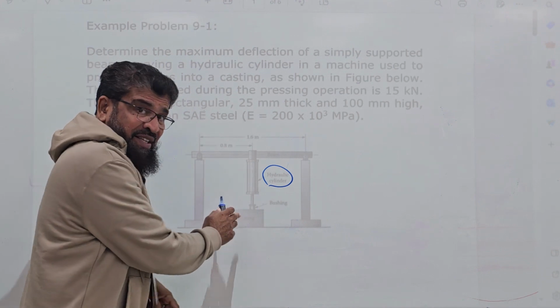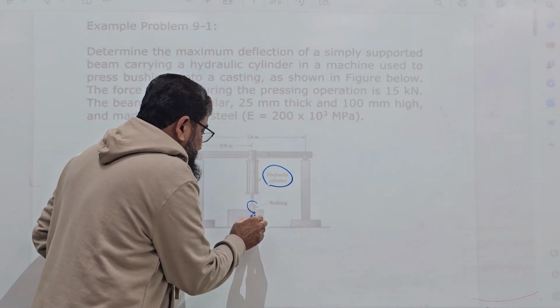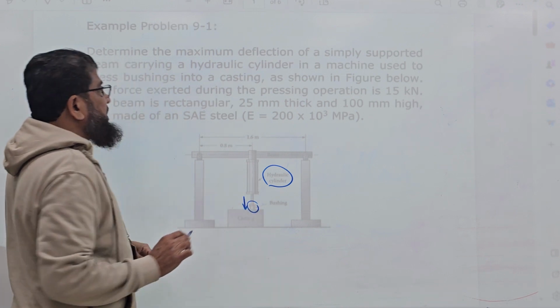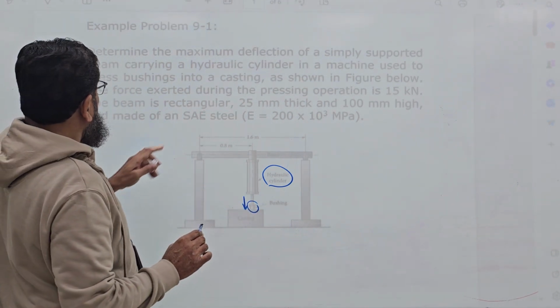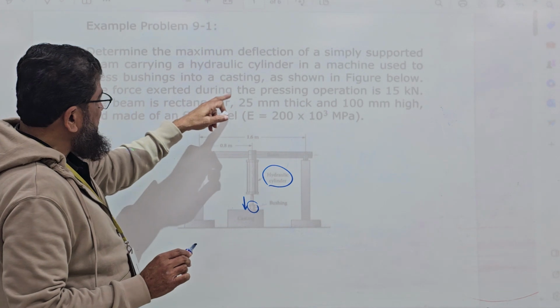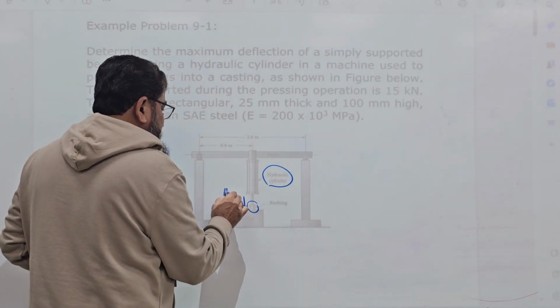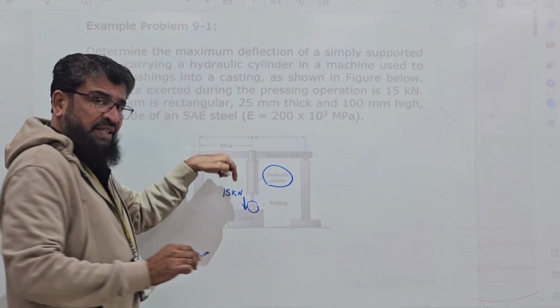You have a casting here, and then you have a bushing here. This bushing has to be pressed into it. Anyway, you have to apply a force downwards over here. As shown in the figure below, the force exerted during the pressing operation is 15 kilonewtons. Here, 15 kilonewton force is acting downwards.